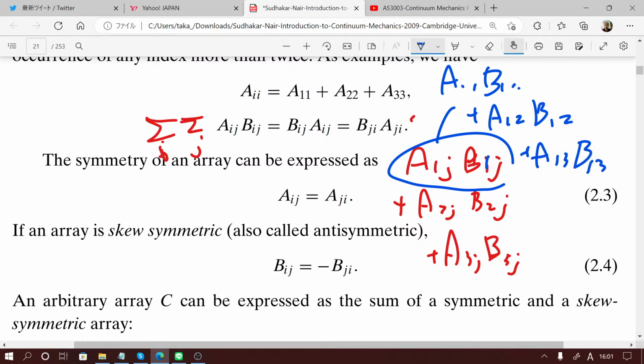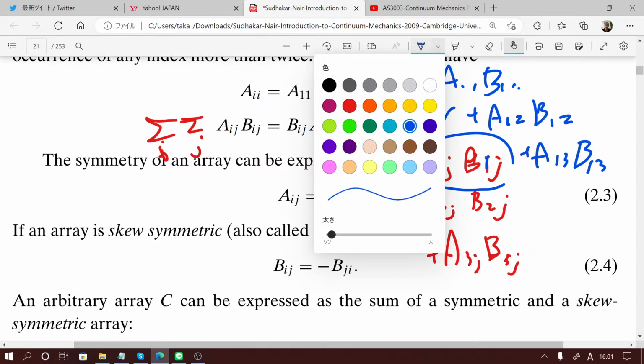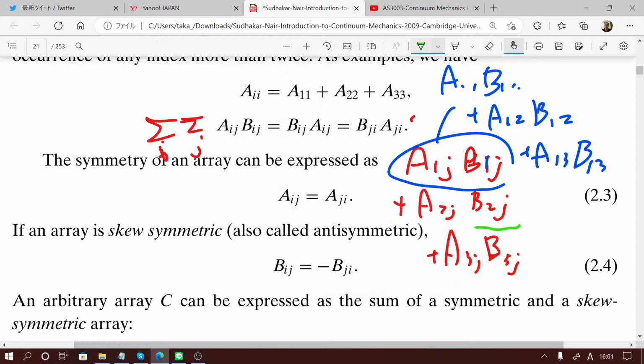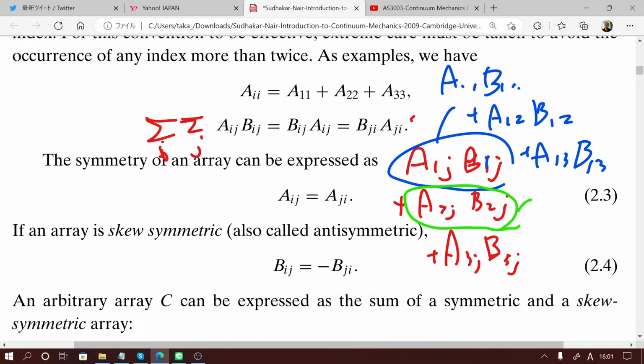And the second one is A21 B21 plus A22 B22 plus A23 B23, something like this.